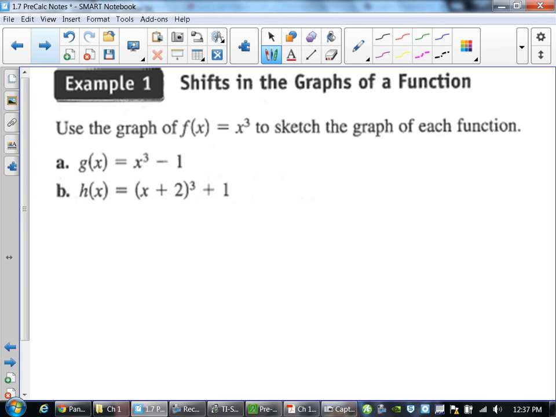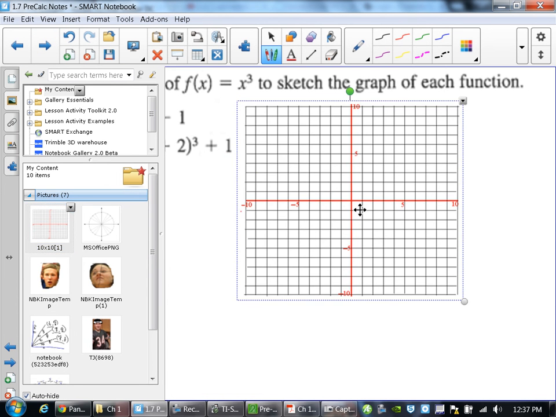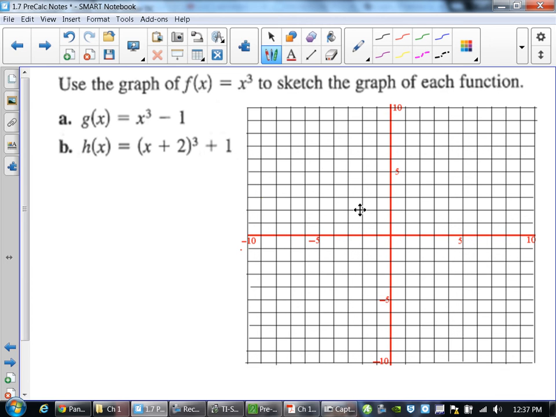If I'm going to shift this, move this up, we're going to use our parent function. My parent function is x cubed. Well, start at 0. What's 0 cubed? So I have 0, 0. What's 1 cubed? And then 2 cubed was 8. What's negative 1 cubed? Negative 1. And then negative 2 and negative 8. So you've all done that graph. That's nothing new. You've also all done the parent part of this, dotting it out.